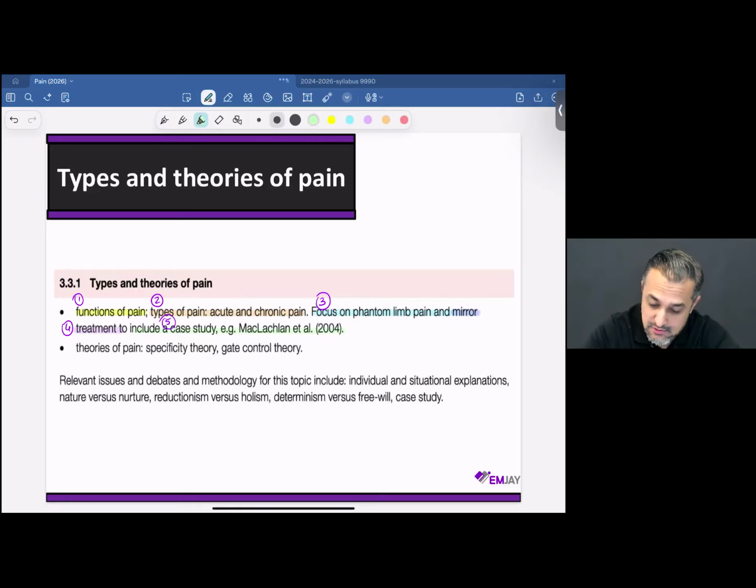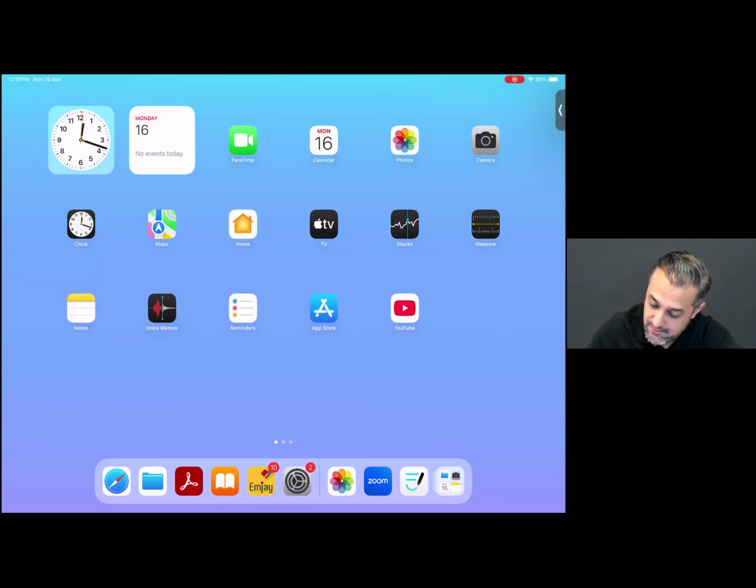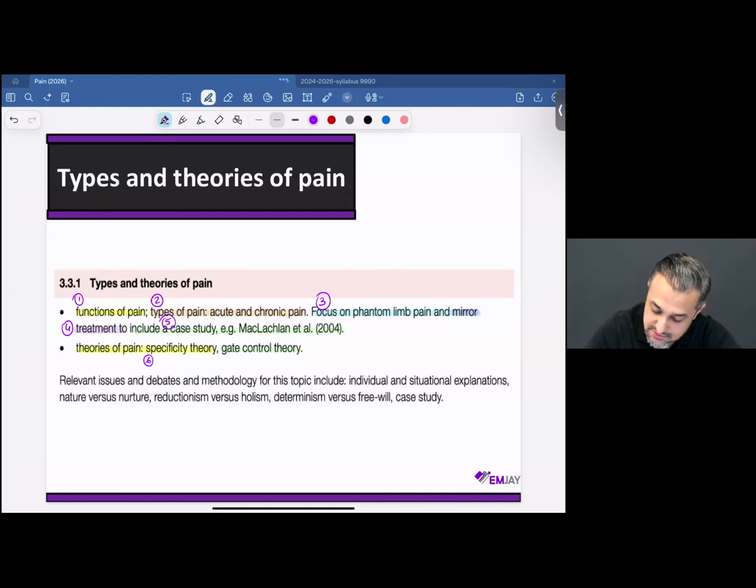And once we're done with this, next we'd move on to the theories of pain, and we would simply divide these theories of pain into 2 different categories. That is the specificity theory and the gate control theory. So 6 and 7. Now, the relevant issues and debates and methodology that we need to know and be able to put to use as well are: number 1, the individual and situational explanation; number 2, nature versus nurture debate; number 3, reductionism versus holism; number 4, determinism versus free will; and the fifth one is a case study.